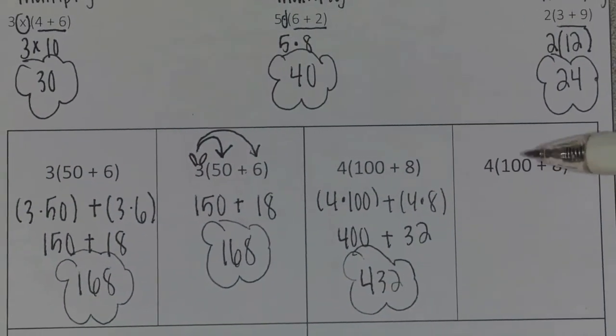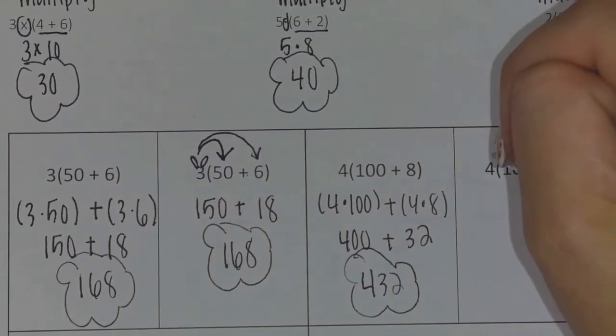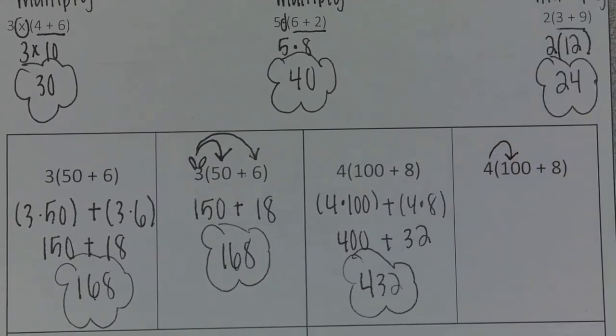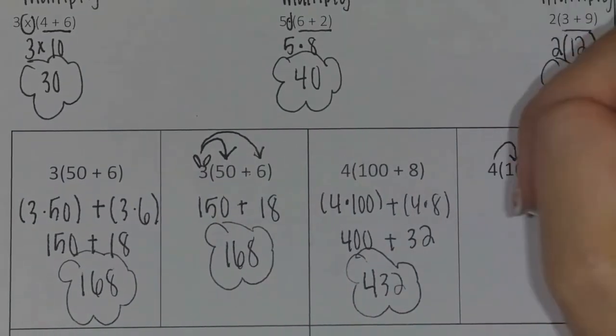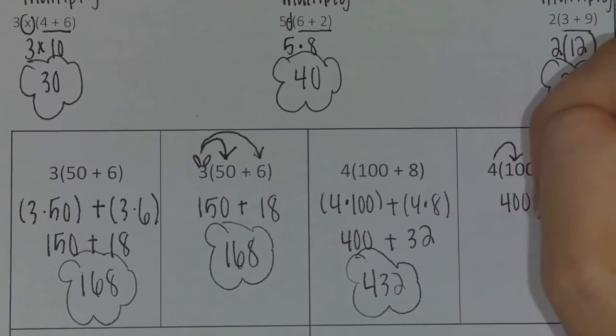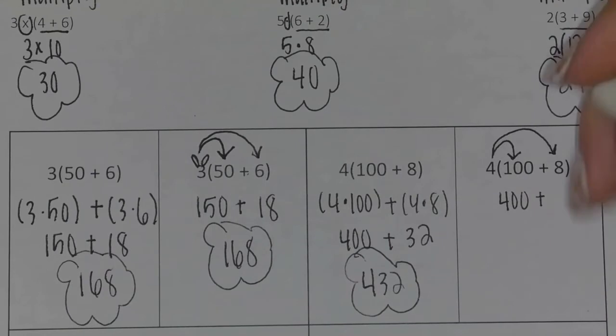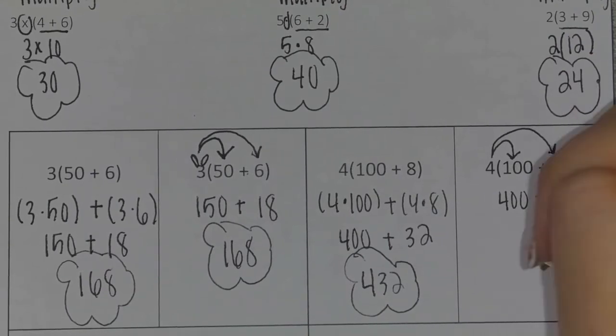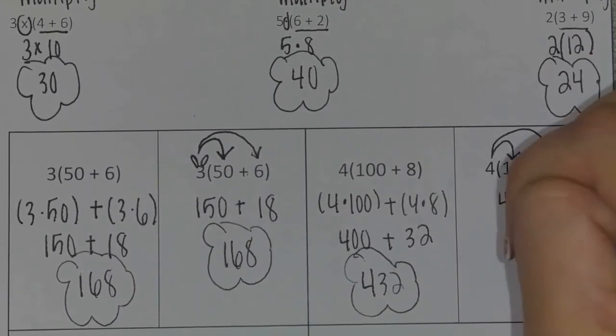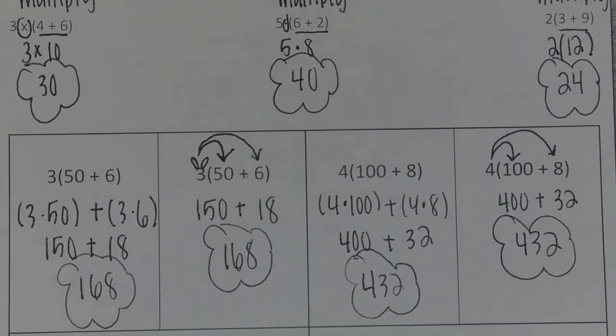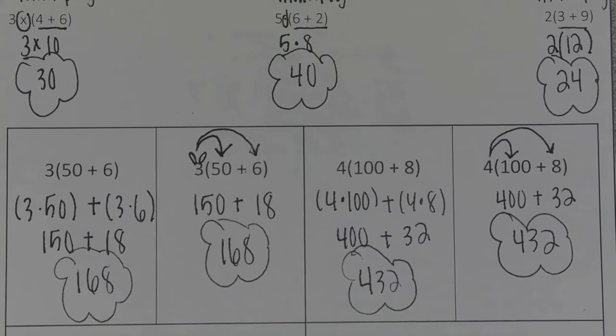This time I'm going to solve using the Hippity-Hoppity. So again, my bunny's going to go hippity to the first number. So 4 times 100 would give me 400. Plus, my bunny's going to go hoppity to the second number. 4 times 8 gives me 32. So I get a total of 432. Again, just a quick little Smith super secret math hack, a shortcut on how to solve those distributive property problems.